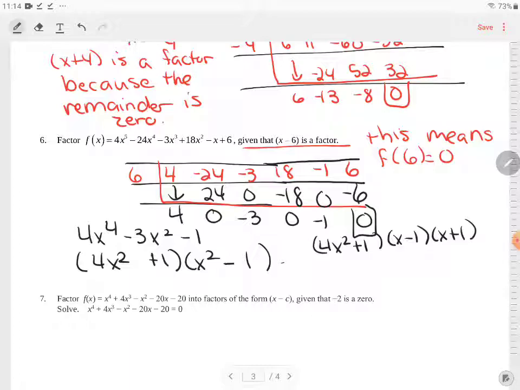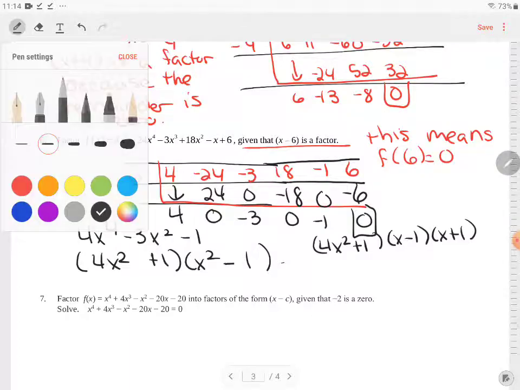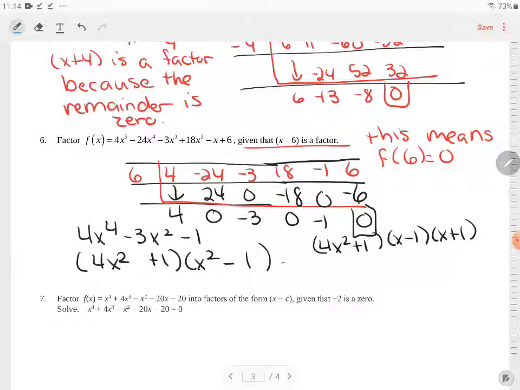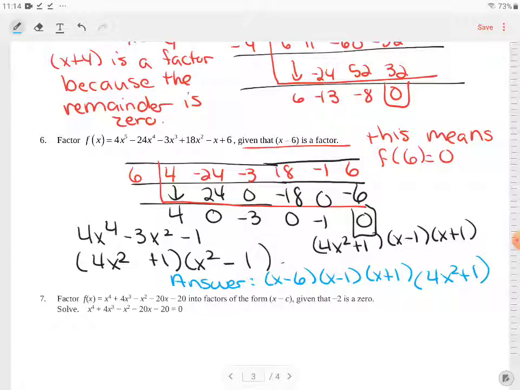Okay, but be careful. What's your final answer? I haven't done anything with your x minus 6 yet. So the final answer is x minus 6 times x minus 1 times x plus 1 times 4x squared plus 1. If you remember, you cannot factor the sum of squares. And that is what we are looking for.